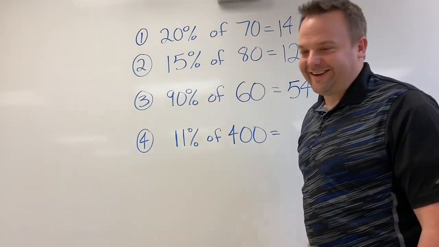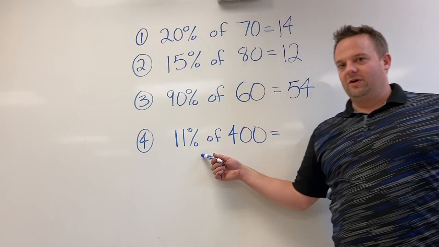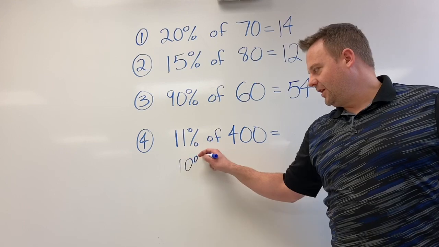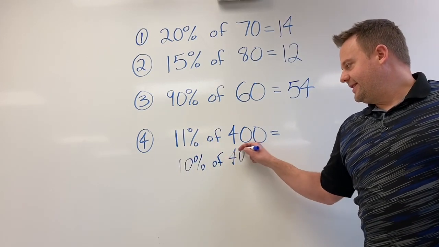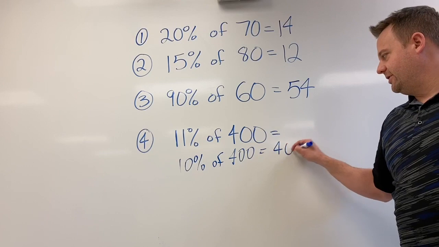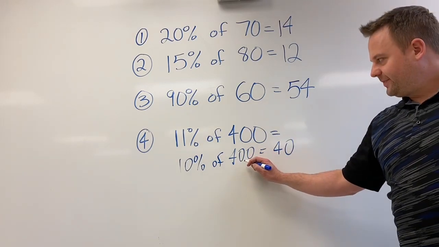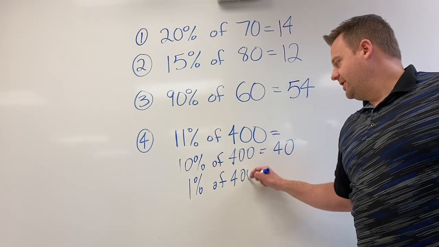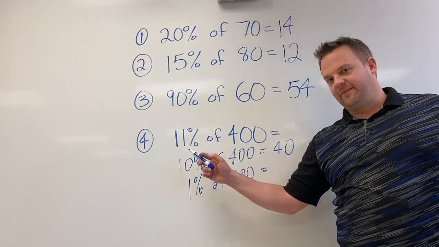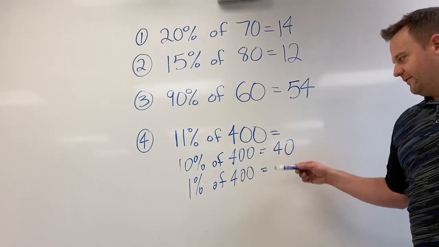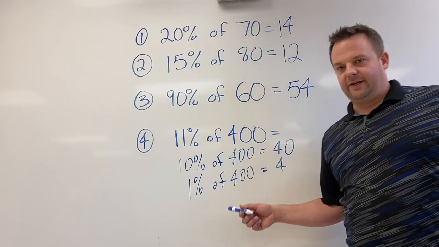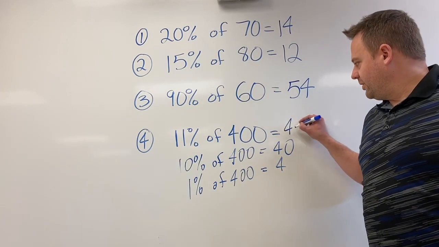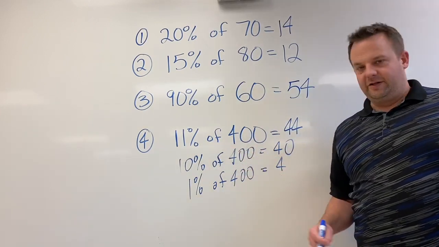See how easy you can do this in your head? 11% of 400. Well, 10% of 400 equals 40. We just moved the decimal back one. 1% of 400 equals, well, 10% divided by 10 is 1%, and 40 divided by 10 is 4. So for every percent, it's equal to 4. Therefore, 40 and 4 is 44. So 11% of 400 is 44.